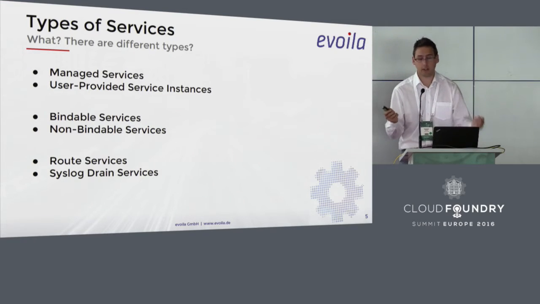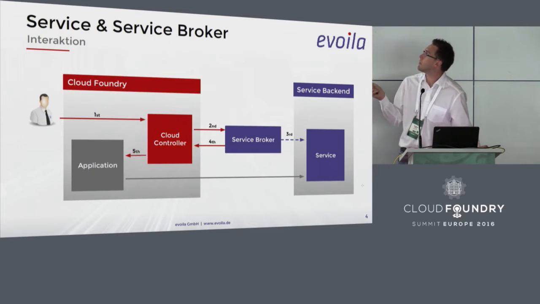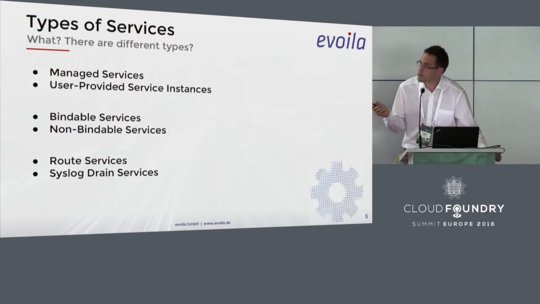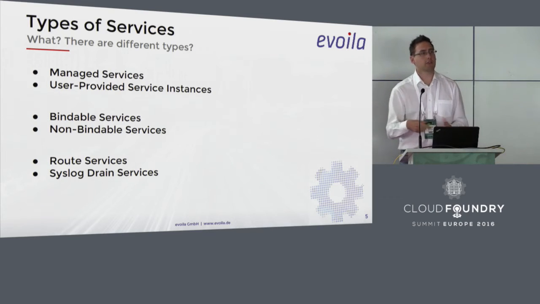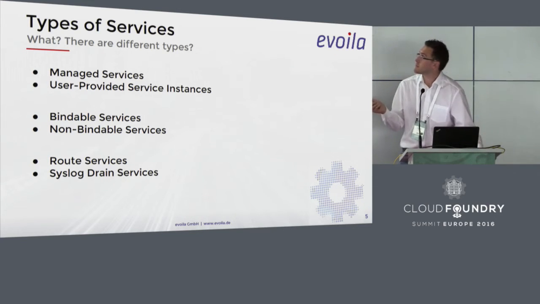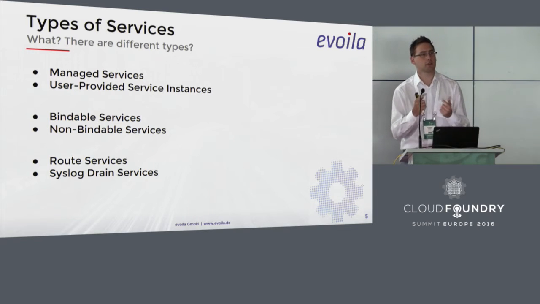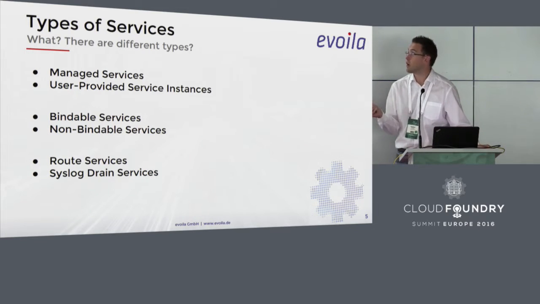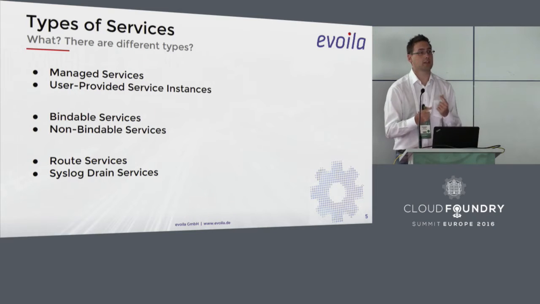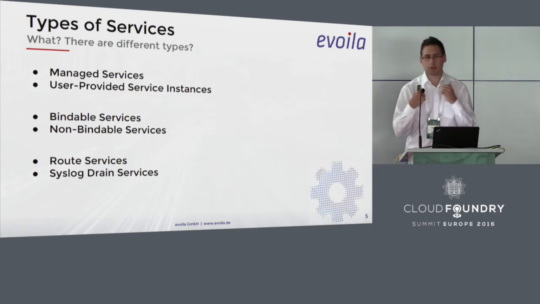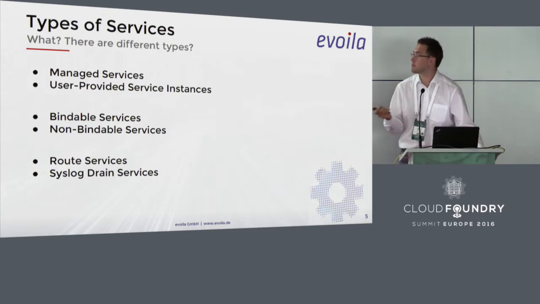What types of service are there? You have managed services, provided by a service broker on the back end. You can also use user-provided services, so your app can say, hey, it's a service for your other apps. But that's not part of this session, because you do not need a service broker for it. You have bindable services, which can be connected to your apps. You have non-bindable services, which are not connected to your app, but you can connect to them yourself.